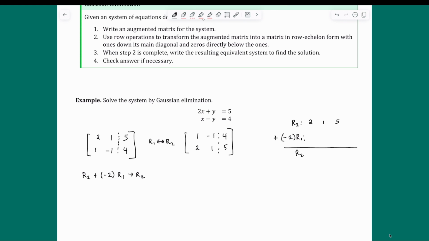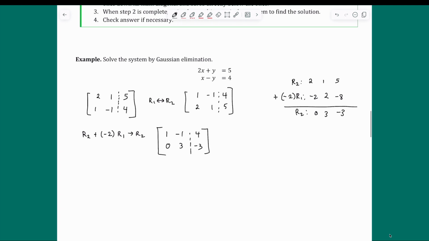So negative 2 times row 1 would be negative 2, positive 2, and negative 8. So adding these results gives us 0, 3, and negative 3. So our new row 2 is those values there. Okay, the first row didn't do anything, so we just write the first row still. But my new row 2 is 0, 3, negative 3. Okay. Alright, so we're almost there now.